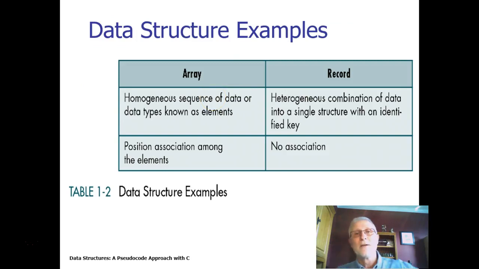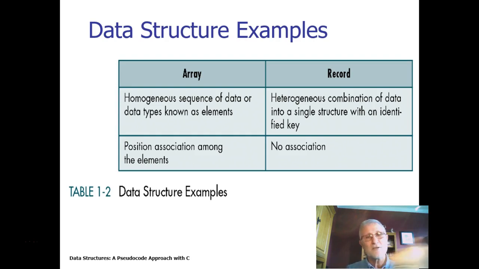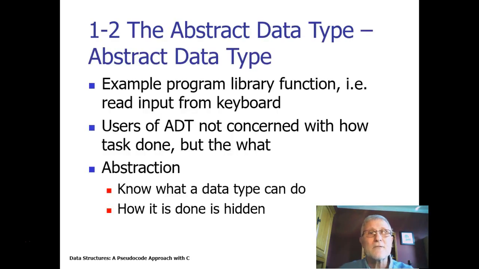Here are some examples. An array is just a sequence of data or data types known as elements. So each piece of information, each item of an array, is an element, and it has a position. If I'm in position 0, I've got a value. Position 3, I've got a different value. Records are a combination of data into a structure. Position means nothing to a record, because usually in most cases a record is the smallest piece of a data structure.